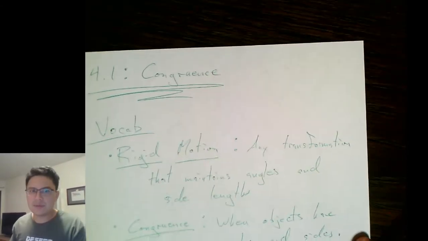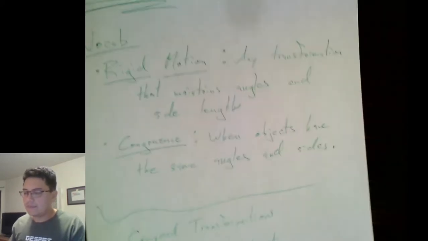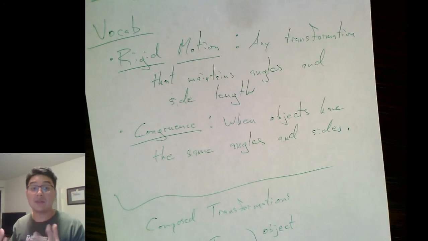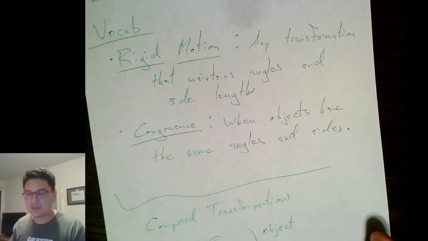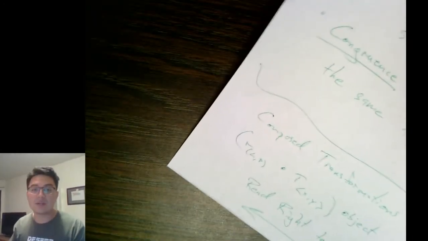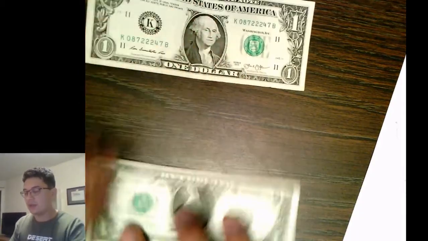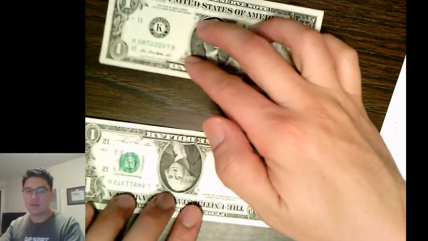Let's see, what else do you need to know in order to do this? So you're going to see problems where they give you two objects and they ask you to determine a composition of transformations that will generate the two objects. So for example here, I'm given this original dollar bill, and then I'm given say, this dollar bill, and they're looking for what transformation generates that.